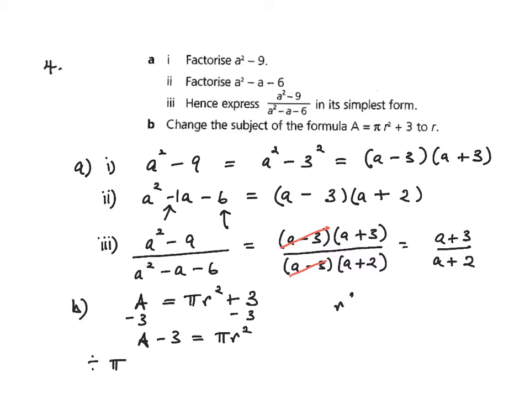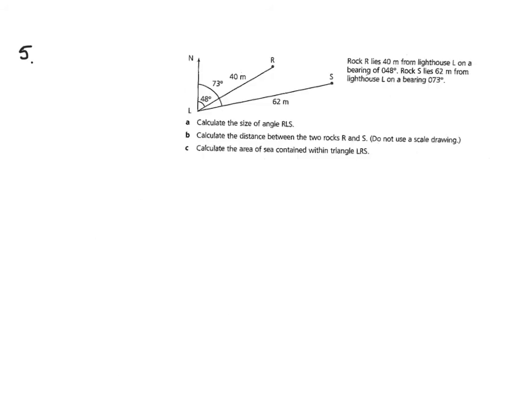So r squared equals (A minus 3) over pi. And the last thing to do is to take the square root. So r equals the square root of (A minus 3) over pi.